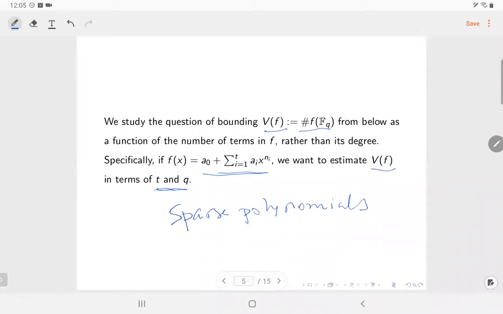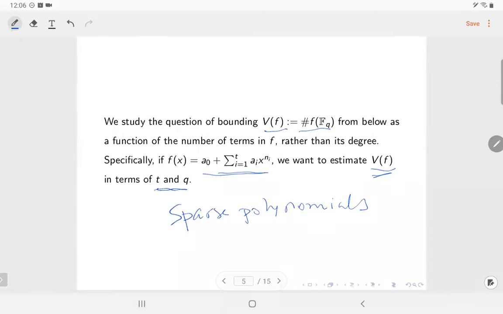So the exponents, I'm going to allow them to be anything up to q, because x to the q is x. Remember, we're thinking of polynomials as functions, so x to the q is equal to x. If you go beyond q, you can go back down. So we want to look at polynomials like that, and we want to estimate this number from below, but in terms of the number of terms. And perhaps it's slightly surprising that we can do that.